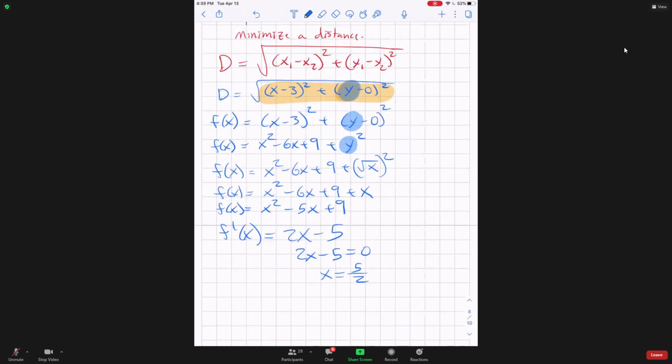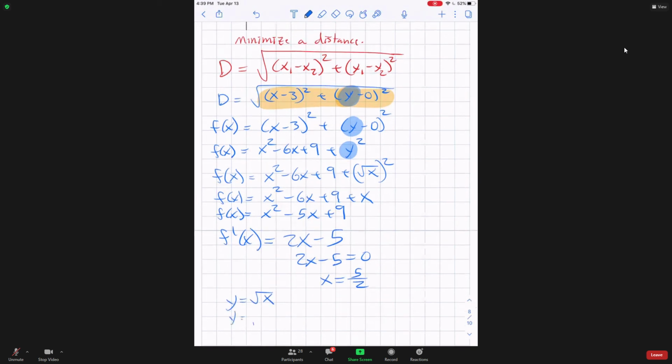Well, if x equals 5/2 and y equals square root of x, so y equals square root of 5/2. You can just leave it like that. You don't have to rationalize the denominator. So 5/2, comma, the square root of 5/2 is the point that minimizes it.